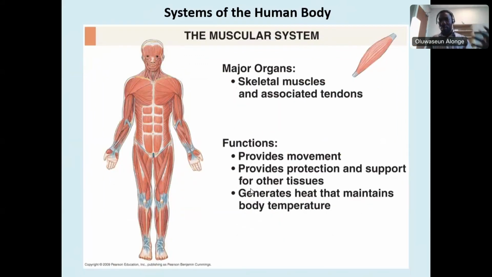Muscular system, muscle, you can see the guy. You have muscles there, tendons there, and majorly your muscles are responsible for movement. It also protects and helps to support you. Muscle is actually what is generating heat when you are exercising. When you are exercising and you feel like you're producing heat, it is because the muscles are working.